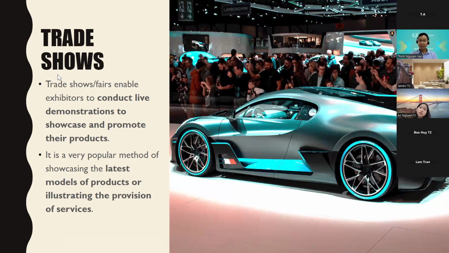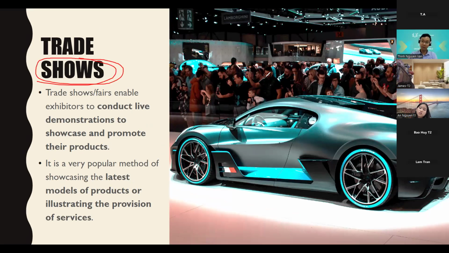A trade show, yes. A show is a very effective way to promote your product. The fashion industry often uses shows to promote its products, especially when it has a new collection for winter or a new collection for spring. So they often organize a show.